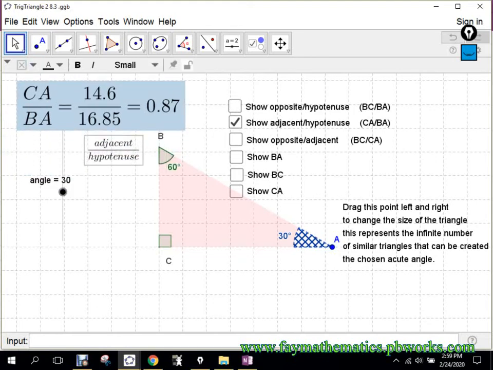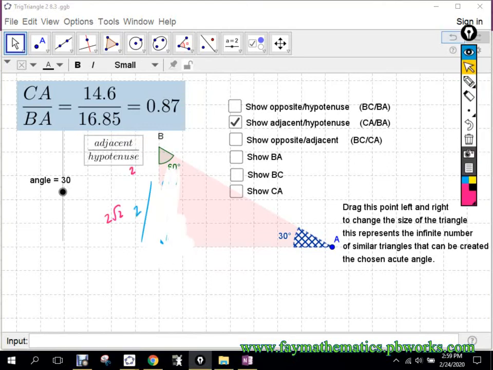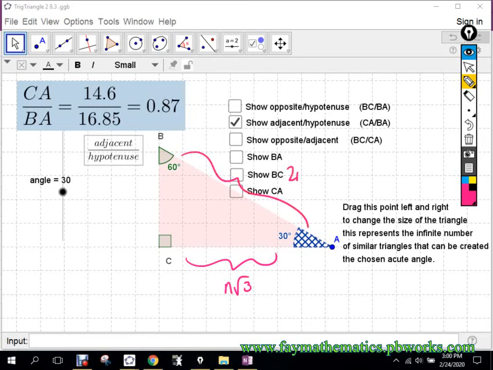now think about a 30-60-90 real quick. My adjacent side would be this side right here, and that's my n radical 3 side, right? My hypotenuse would be that, which is our 2n side. If I take adjacent, n radical 3, divided by 2n, what's going to happen with those n's? Cancel out. And you're left with radical 3 over 2.